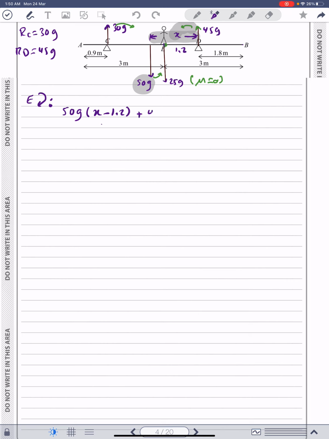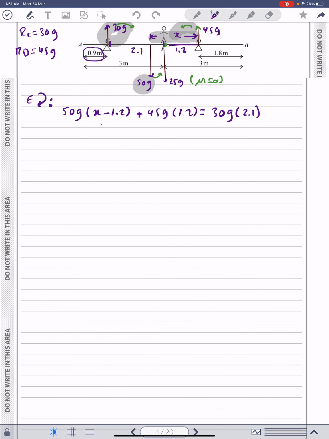RD, which is 45g in the same direction, which is 1.2 meters from E, equals this force, only one force, which is clockwise, which is RC, which is 30g. And 30g, how far from E? From here to here is 3. 3 minus 0.9, 2.1.